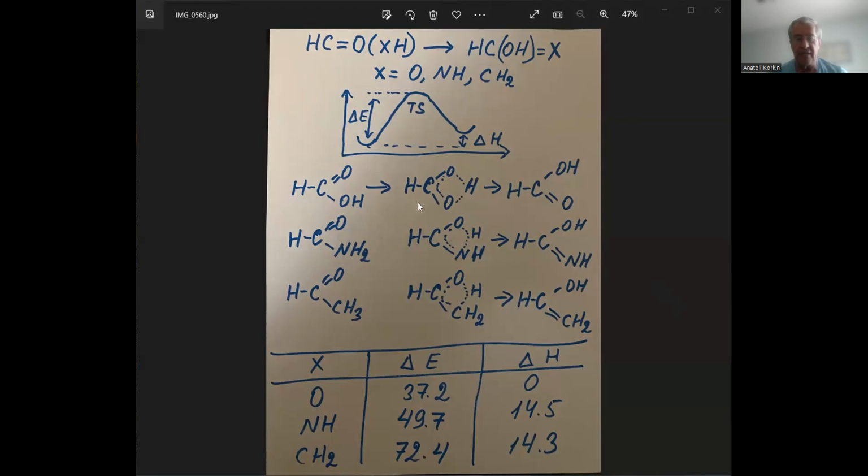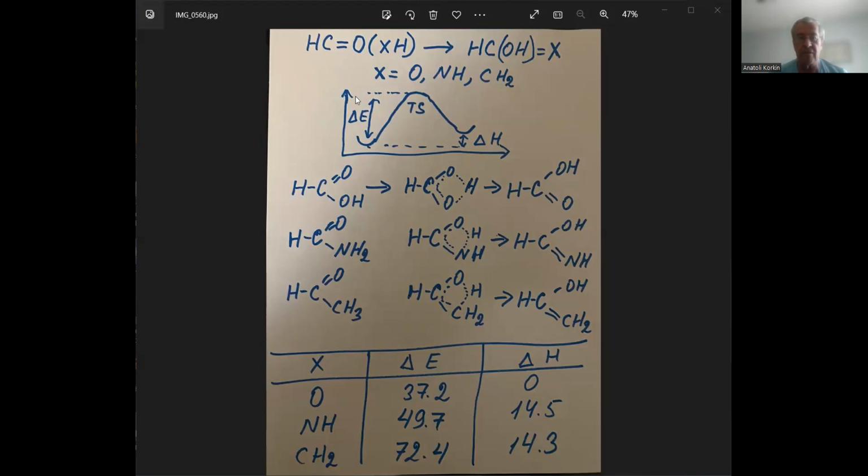So formic acid transforms to itself by hydrogen transfer from one oxygen to another through the transition state shown here. Then formamide, which transforms to formamidic acid, an unstable isomer, and also acetaldehyde is transforming to the unsaturated alcohol, ethenol.